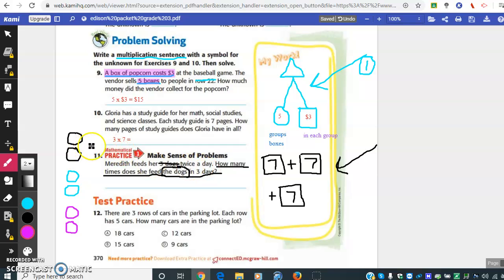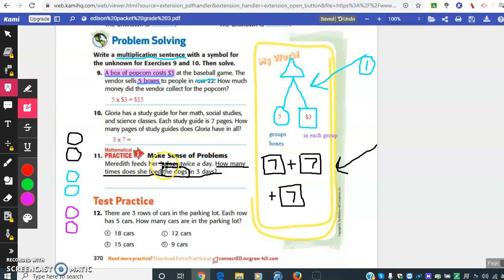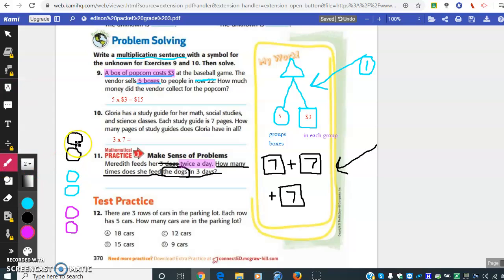She's feeding them twice a day. Because when I say twice a day, I mean 2 times a day. I drew 2 circles for every day. 2 circles for the first day because she fed them twice that day. 2 circles for the next day because she fed them twice that day. And then 2 circles for the third day because she fed them twice the third day. I don't care how many dogs she has. She's feeding them all together.